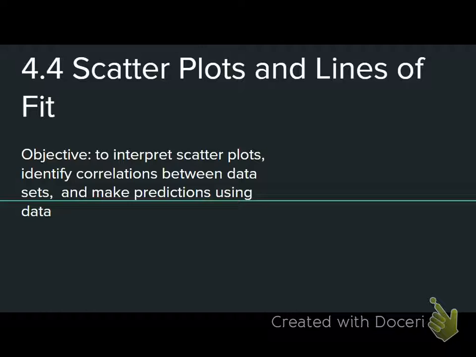We got our objective down. So our objective is to interpret scatter plots, identify correlations between data sets, and make predictions using data. So our three big goals for today.